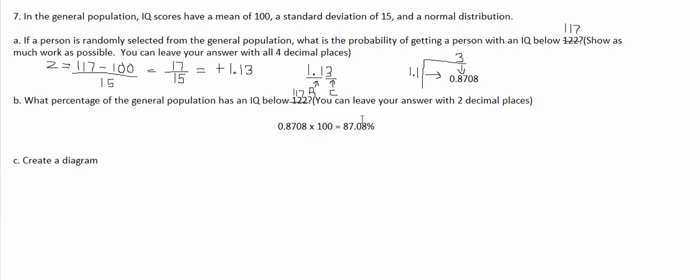And in case you're curious, this actually is the truth. In the real general population, there really is 87.08% below 117. So we're actually solving a real life problem here.